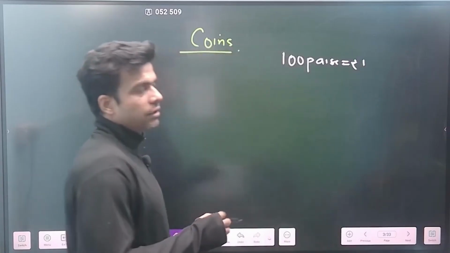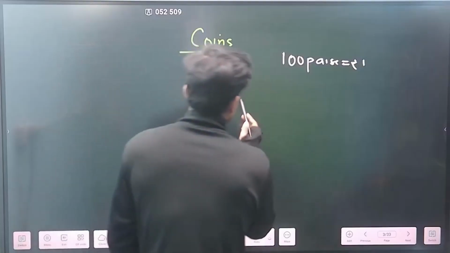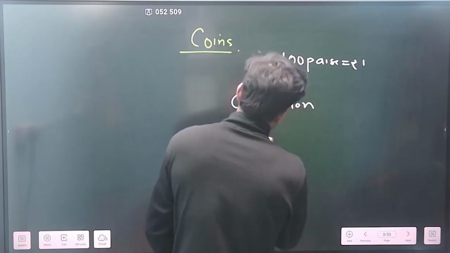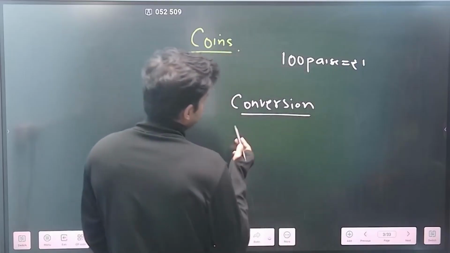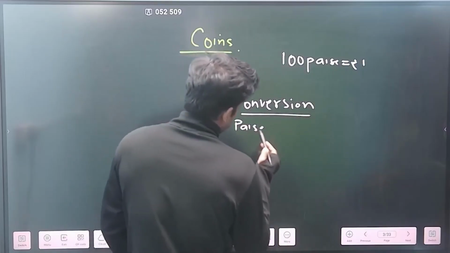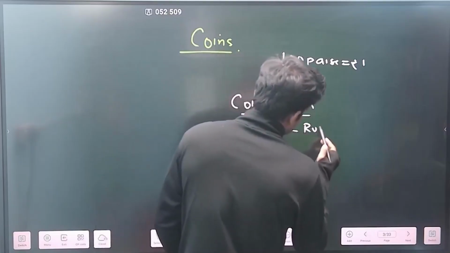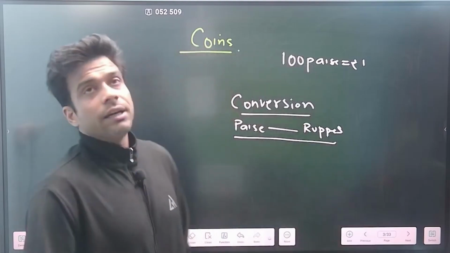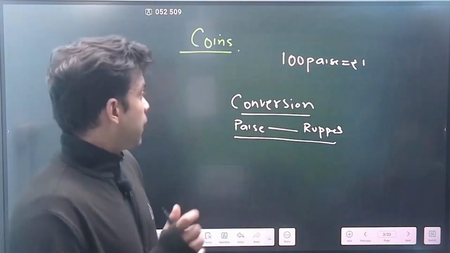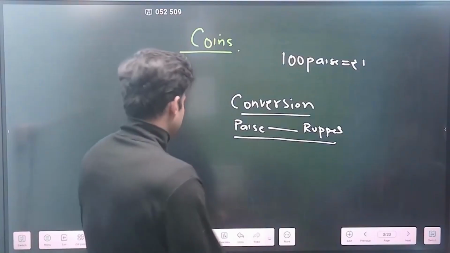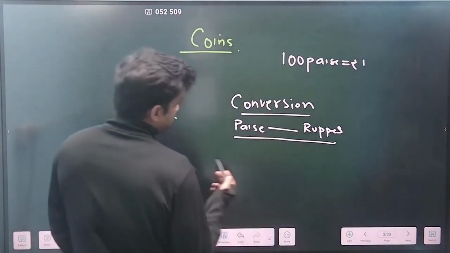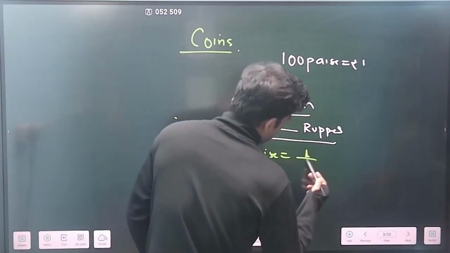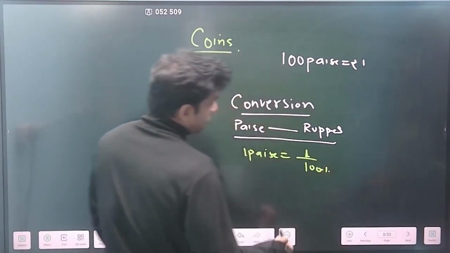So we need to understand the conversion in this case, which is a very basic part. Conversion means how to convert paise into rupees. This is again a very important thing. If 100 paise equals 1 rupee, then I can also say 1 paise equals how much? 1 paise equals 1 by 100 rupees, isn't it?